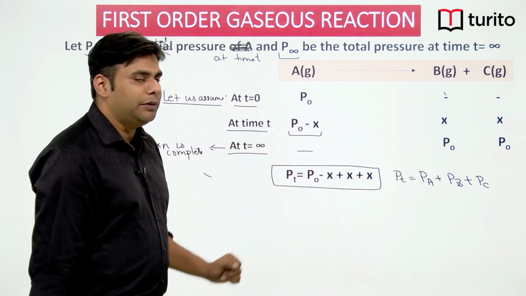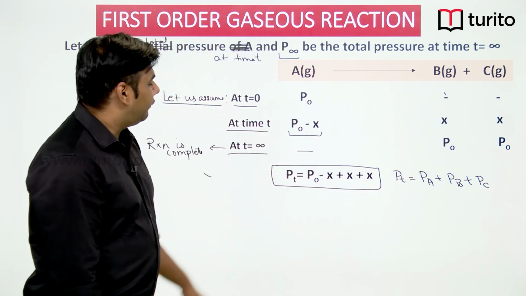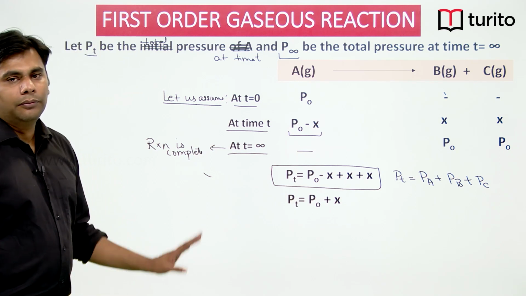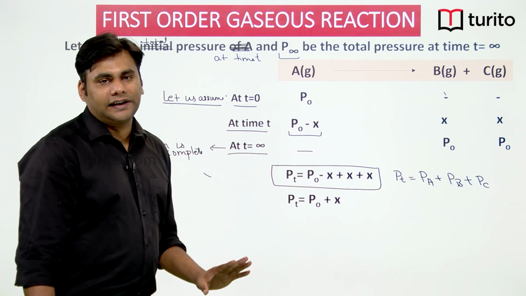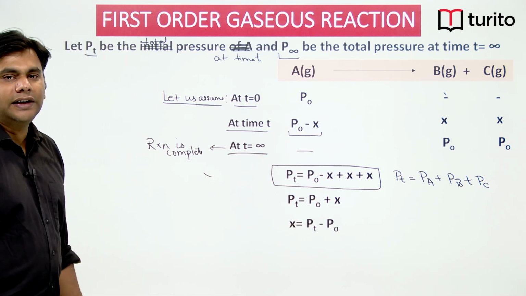So PA is basically P naught minus X, PB is basically X, PC is basically X. So after time t we will get total pressure as P naught plus X. Now X is unknown over here, so we will say that X is PT minus P naught.